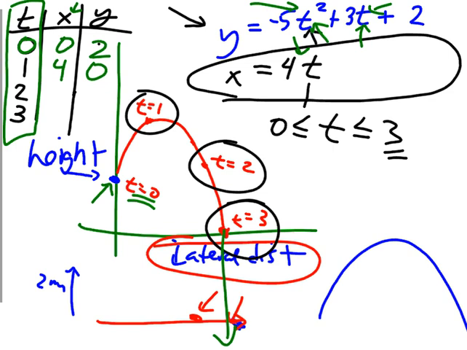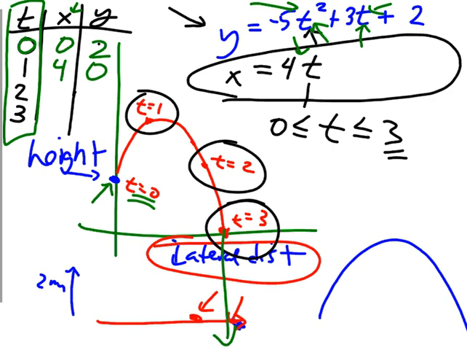4 feet, what? 4 feet, what's X? 4 feet away from us. The ball is now 4 feet away from us, and its height is what? 0? What does that mean? The ball has hit the ground already after 1 second.